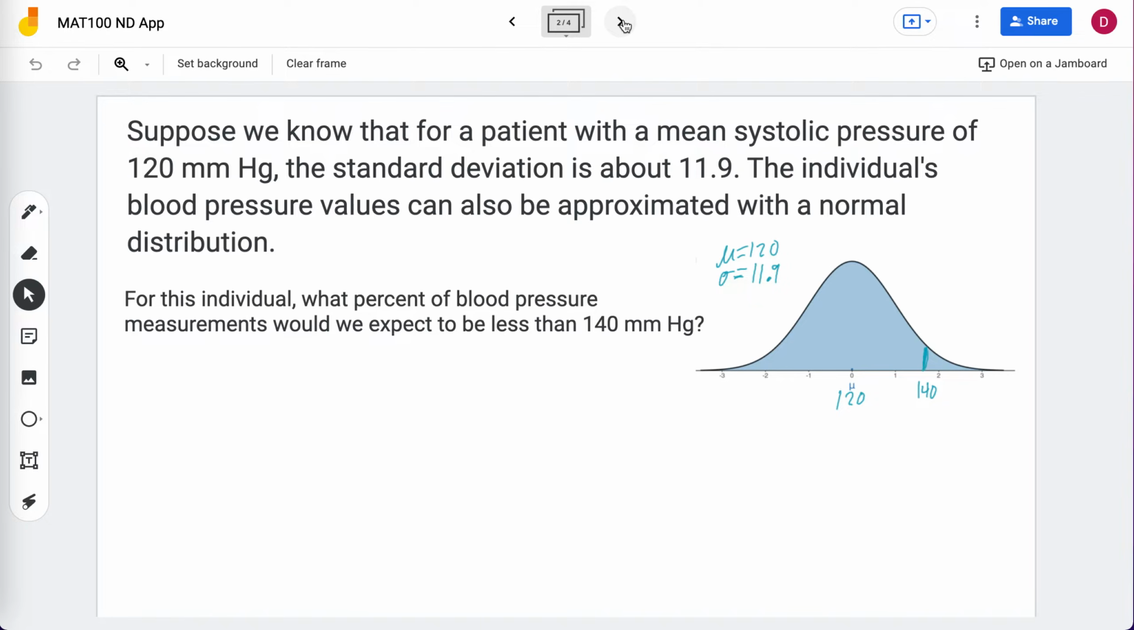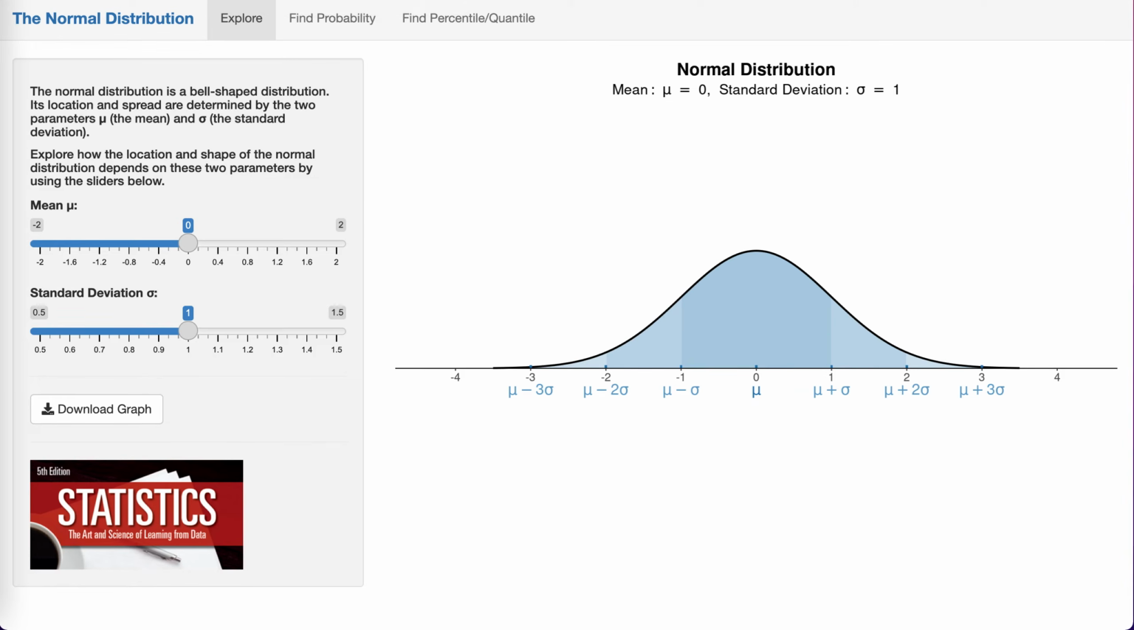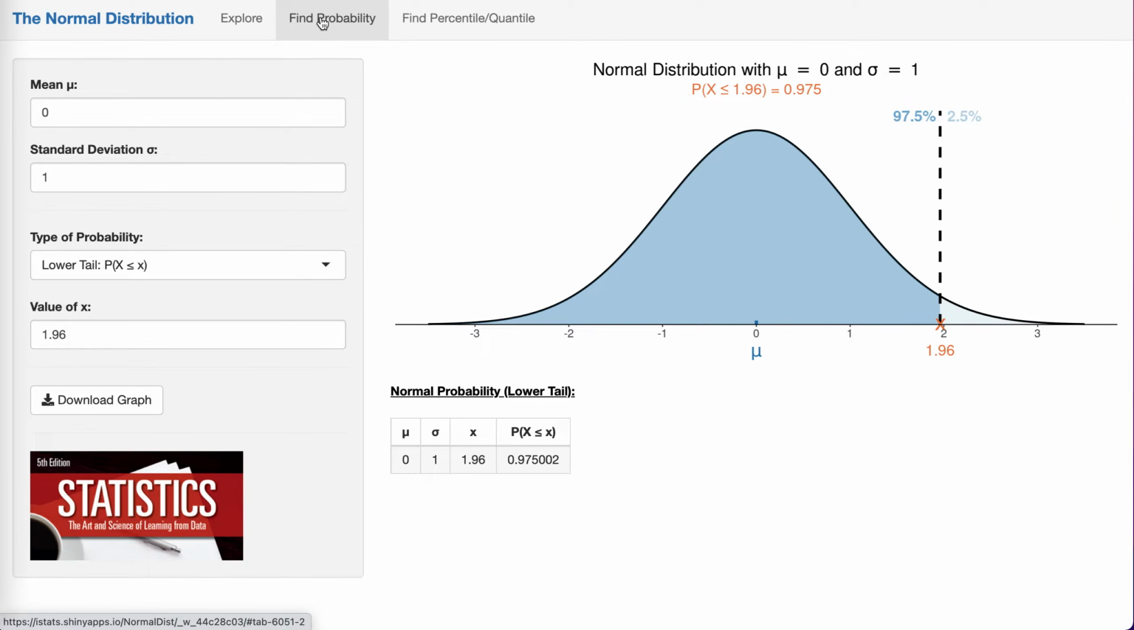So I'm going to shade to the left of that value because I'm asked to find the percentage that would be less than 140. Immediately, even before I do any calculations, I see it's definitely greater than 50%. More than half of the area is shaded. But we want to go to the web app that is linked in our module, the normal distribution web app, and we're going to plug in all these values. If we click on the link, it'll take us to this explore page, but what we want to do is find a probability, so I'm going to click up at the top to find the probability.